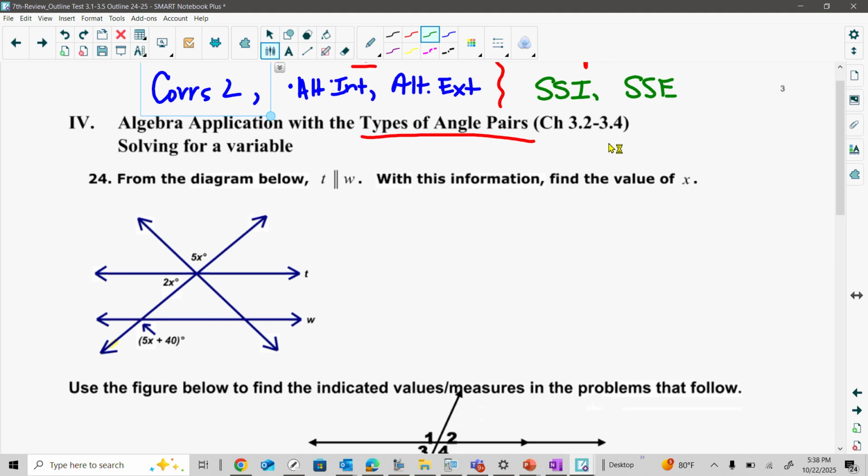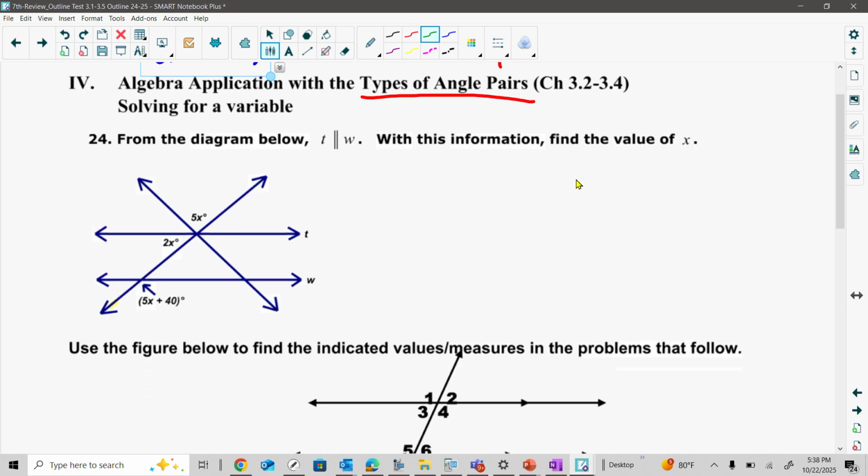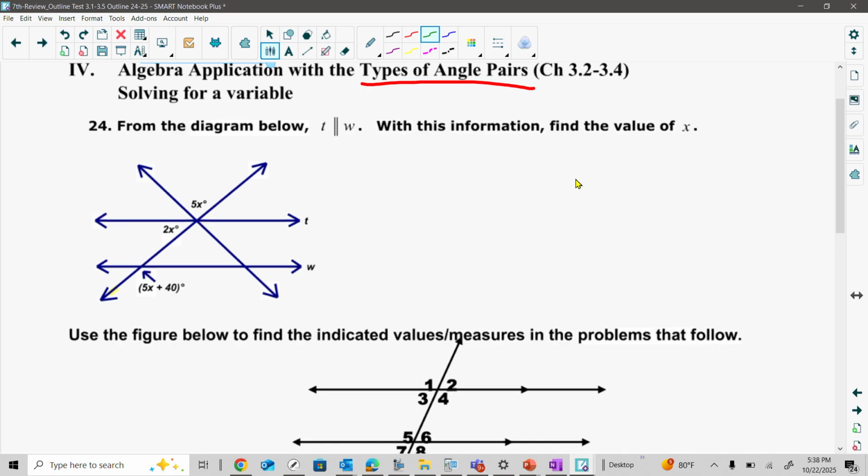So what you're going to have to do is identify the type that's being used to help you write the equation for x and then solve it. So in our example here on number 24, they tell us t is parallel to w, which means we're going to have two different transversals. We have this transversal here, and I'm just going to get a different color, and this transversal here. So this is going to be a multi-step problem.